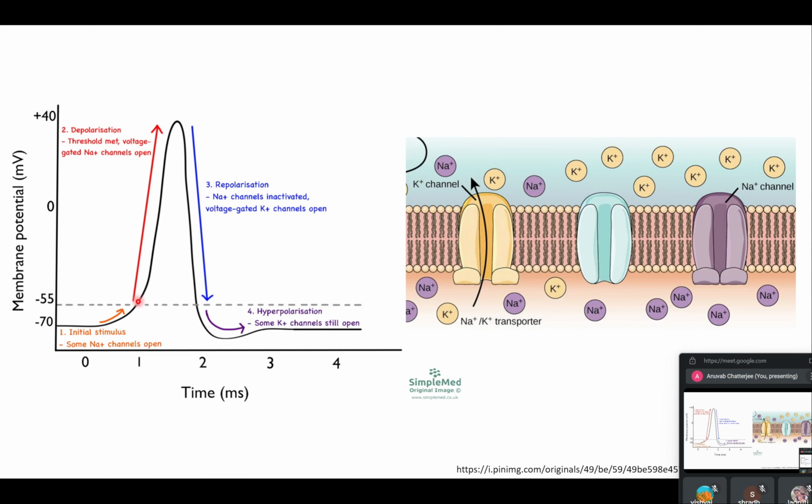Next, what happens is that the voltage gated sodium channels are very fast. So they open very fast and they close very fast as well. So once this peak is reached, the sodium channels have started closing. But there is a second channel that we had discussed, the potassium channel. The potassium channel is a slow channel.